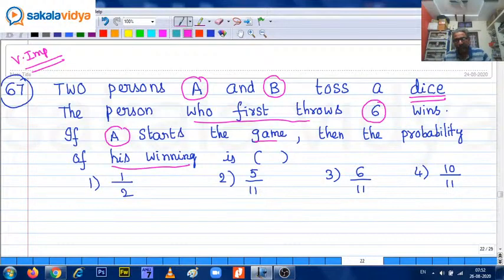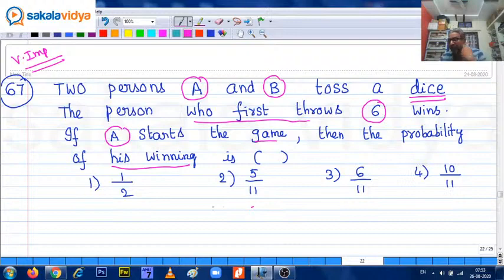Let me explain this problem. This problem is absolutely based on a concept. Winning the game depends upon getting a 6 when a dice is rolled. That means getting a success in the game. Getting a 6 when a dice is rolled means there is 1 chance out of 6, 1 by 6. That is the probability of success, P, which is 1 by 6 for both A and B.